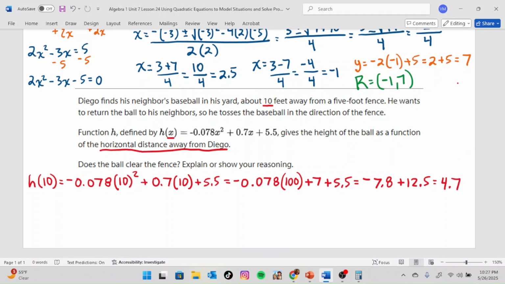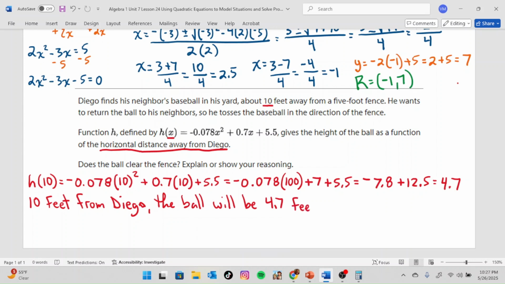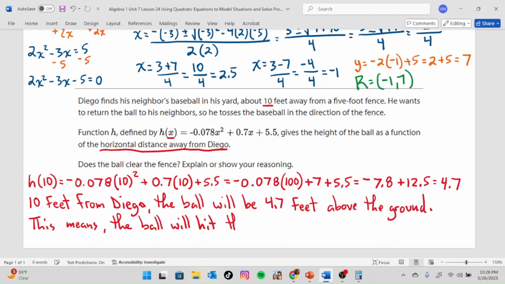So what this means is that 10 feet from Diego, the ball will be 4.7 feet above the ground. But the fence is 5 feet tall. This means the ball will hit the fence, not go over it.